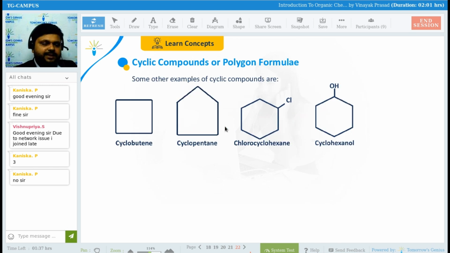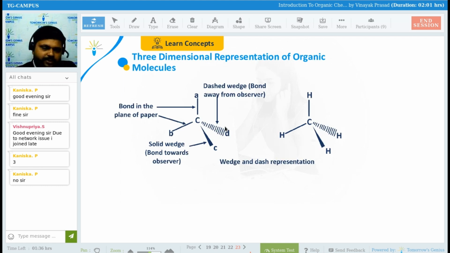See, these are cyclobutene. If there is a double bond, then it will be a cyclobutene. This is 1, 2, 3, 4, 5: pentane, right? 6 is hexane. And 7 will be there, then 6 will be there, and then again hexane. What is the functional group, you might not know right now, so no worries about that. We'll be discussing it later on.